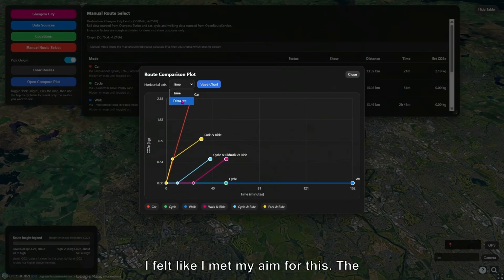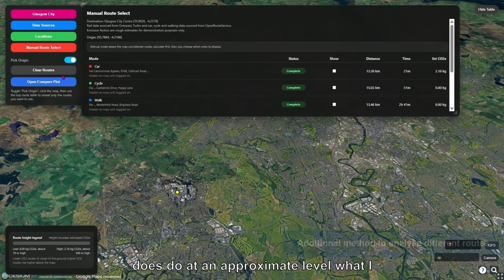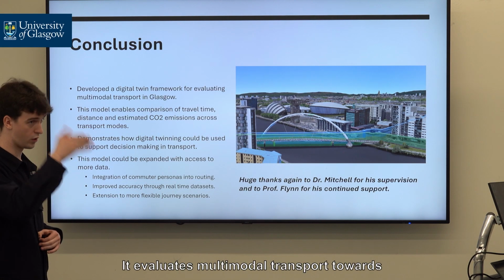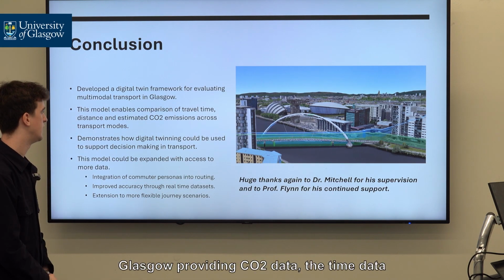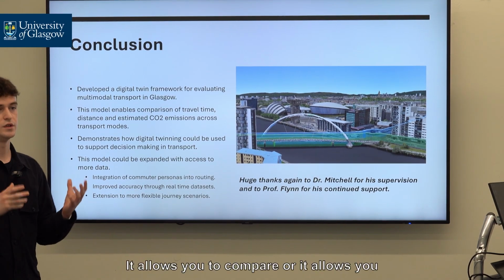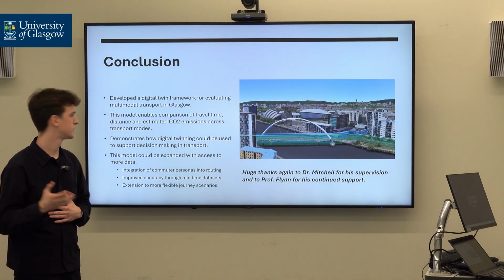I felt like I met my aim for this. The model could be improved, but it definitely does do, at an approximate level, what I was trying to get it to do. It evaluates multimodal transport towards Glasgow, providing CO2 data, the time data and the distance data. It allows you to evaluate how connected a place is.